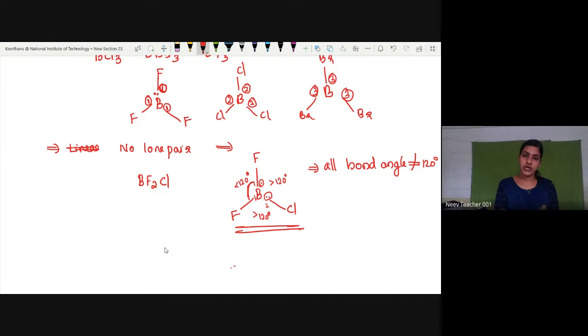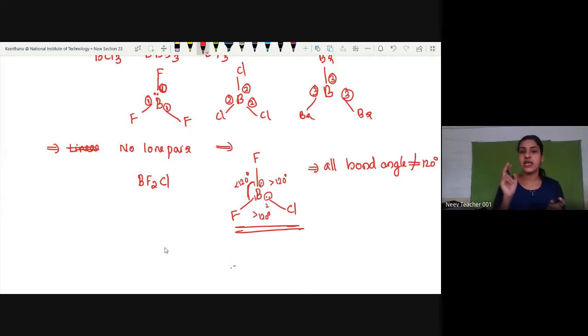Fluorine is more electronegative, so the electron cloud on the central atom due to the BF bond is less than due to the BCl bond. So when you're comparing electron cloud density on boron due to the BF bond and BCl bond, the electron cloud density due to the BCl bond is more. This type of question will not be there in your board exams, but if you are preparing for JEE, you should know this concept. You should have this clarity.